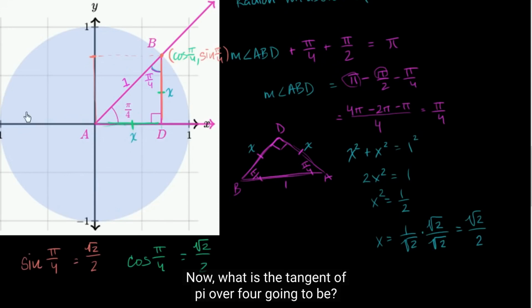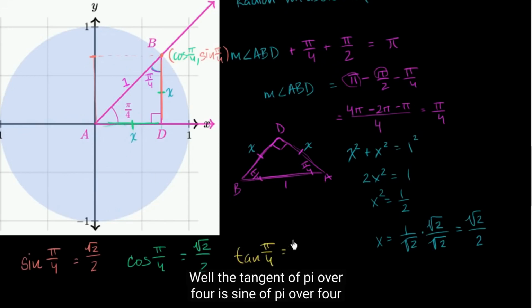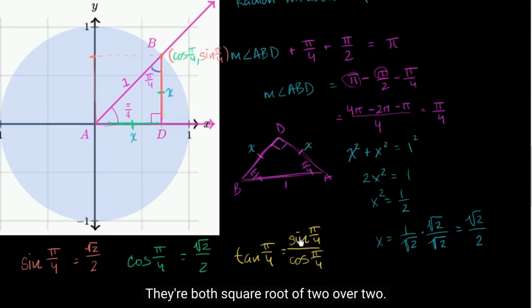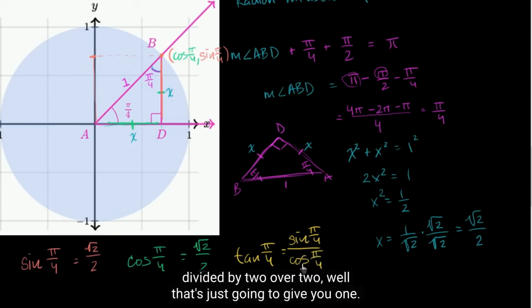Now, what is the tangent of pi over 4 going to be? Well, the tangent of pi over 4 is just sine of pi over 4 over cosine of pi over 4. Both of these are the exact same thing. They're both square root of 2 over 2. So you're going to have square root of 2 over 2 divided by square root of 2 over 2. Well, that's just going to give you 1.